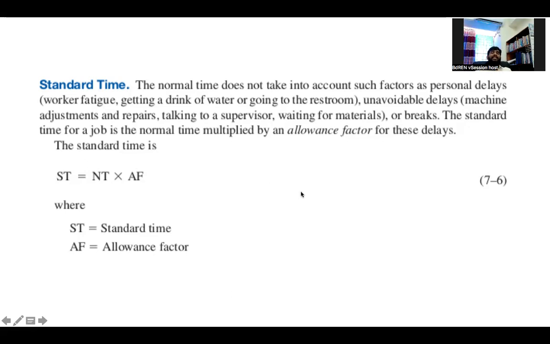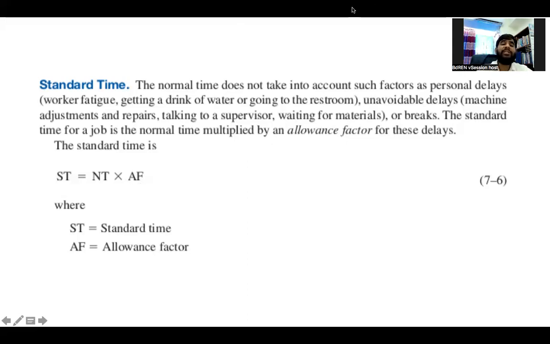So allowance factor means there are disruptions during the production process, and you will consider the allowance factor, then you will get the standard time. Say for an example, if the allowance is 20%, 20% means the allowance factor is 1.20. There are more calculations, but for the moment, normal time multiplied by allowance factor. If the allowance factor is 20%, that means normal time plus 20%. So we can just get normal time multiplied by the allowance factor 1.20.